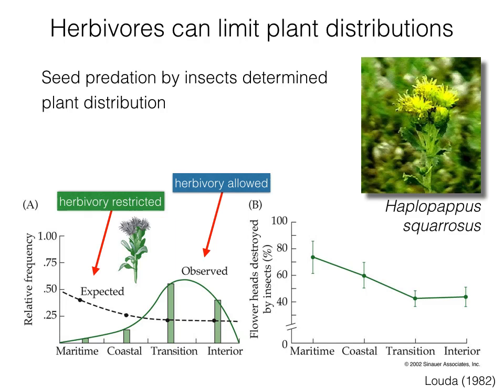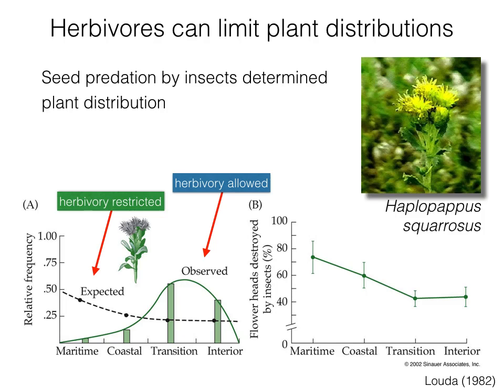And the results in the graph at the bottom right show that the insect herbivory was highest near the coast. So this corresponded with where there was the greatest decline in the numbers of individuals, and of course it fundamentally affected the plant's distribution.